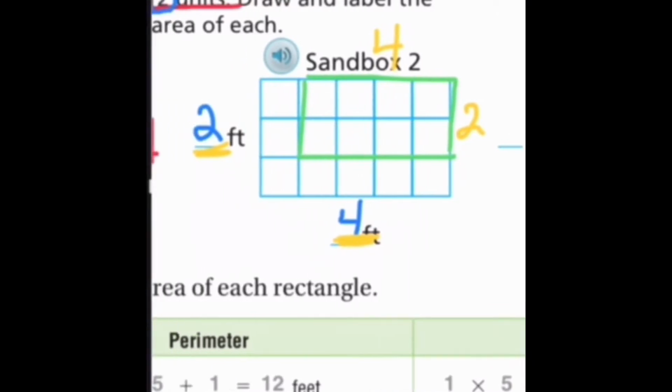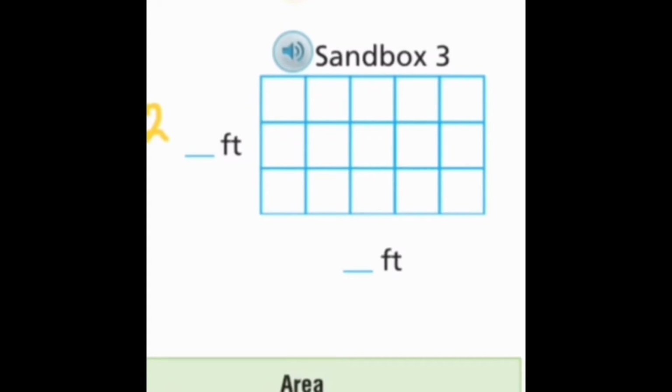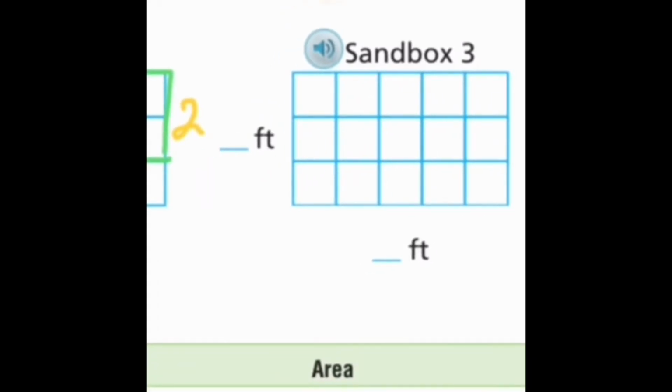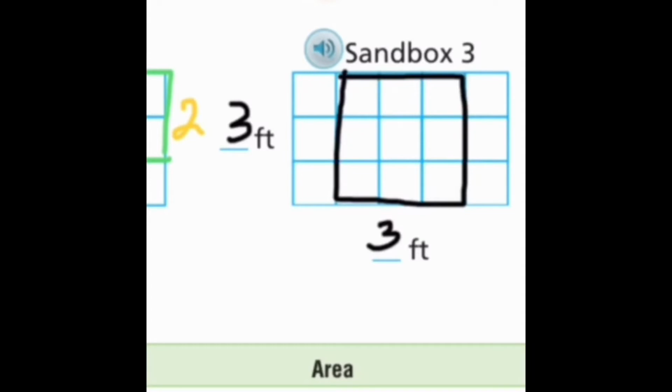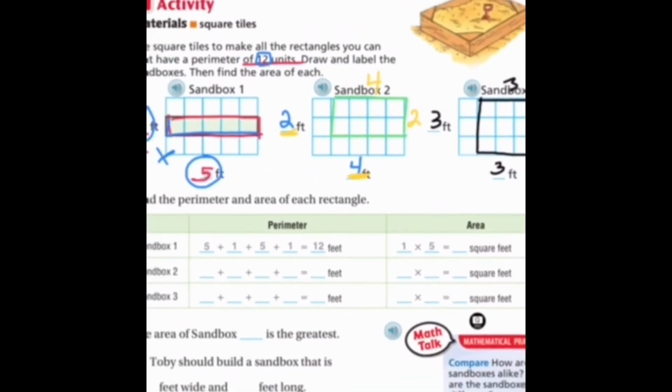Okay, so with that in mind, we have a third sandbox. What are 2 other numbers that add up to 6? Well, we did 1 and 5, we did 2 and 4. We can also think of 3 plus 3. 1, 2, 3, 1, 2, 3. So I have 3 feet on all sides. We add up all of those 3's, and that equals 12. So we drew those sandboxes.